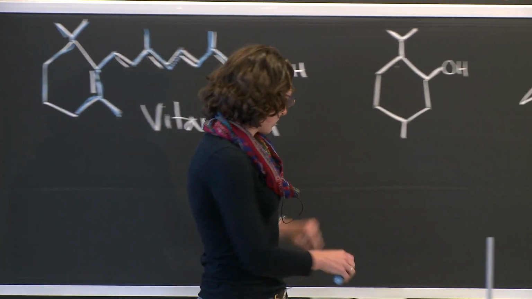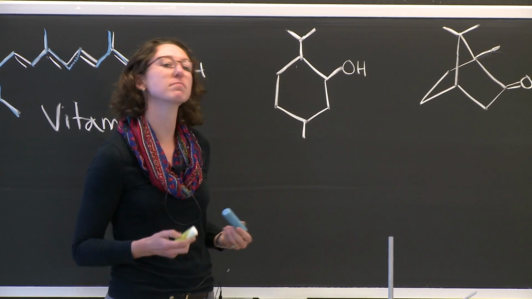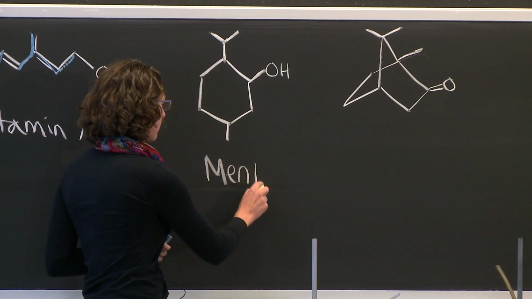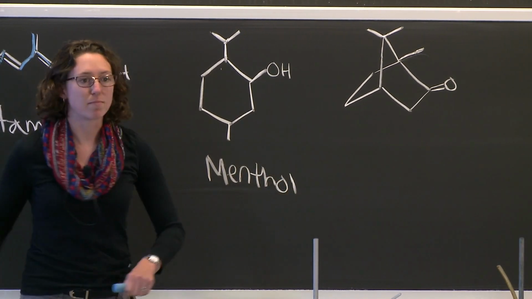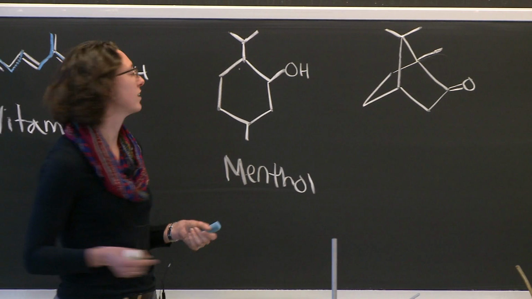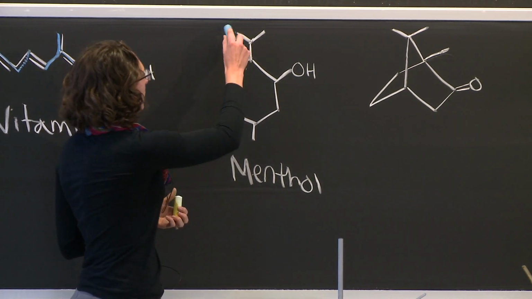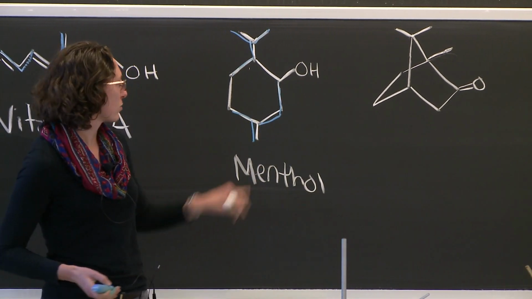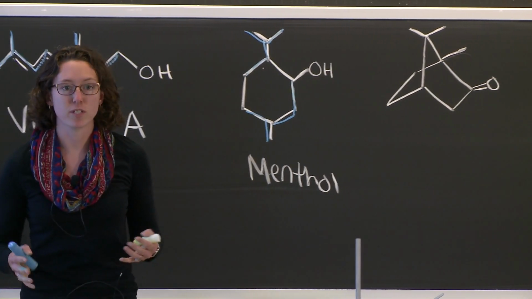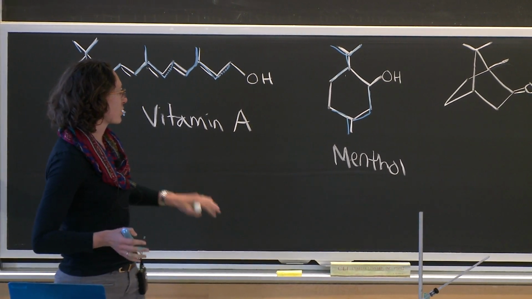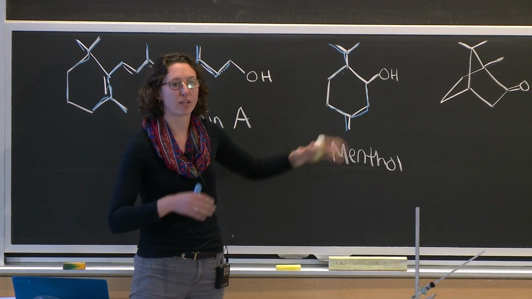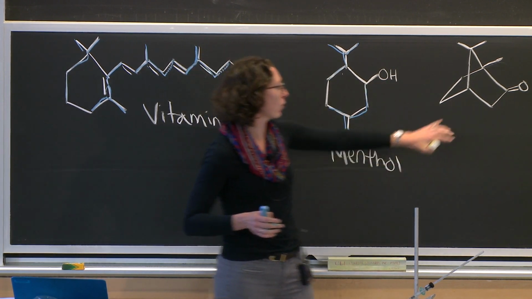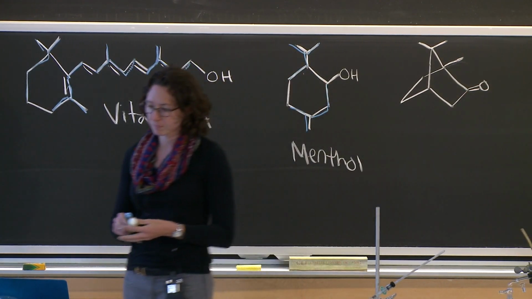And then does anyone know what this molecule is? That's menthol, used in minty flavorings. And this has 2 isoprene units and then this hydroxy group. So you can have these terpene structures that have the isoprene units, and then they also can have different functional groups attached. A lot of times it'll be a hydroxyl group or a carbonyl group.